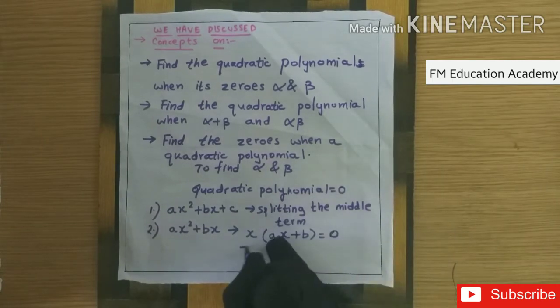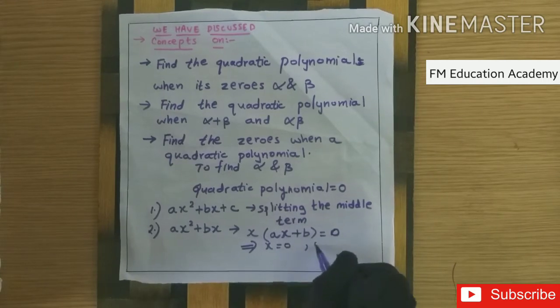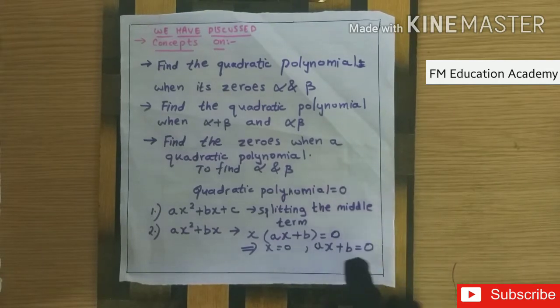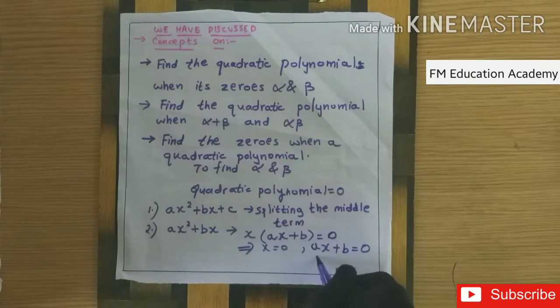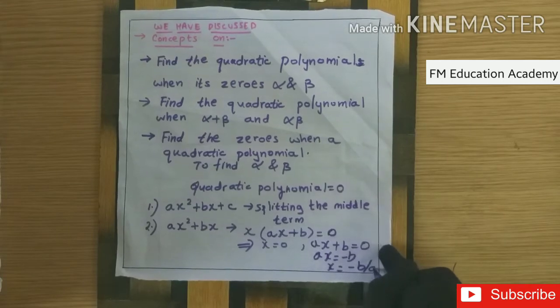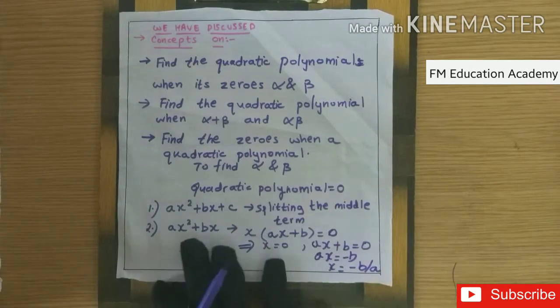Then how to find out the zeros? You should equate the x term to 0 and equate the ax plus b term to 0, and then solve the equation ax plus b. One zero we already got, it will be 0 only. Another zero we will get when we send the b term to the other side, that is, it will become minus b. So ax is equal to minus b, then x will be equal to minus b by a. This is the second method, when a quadratic polynomial can be of this form also in the question.